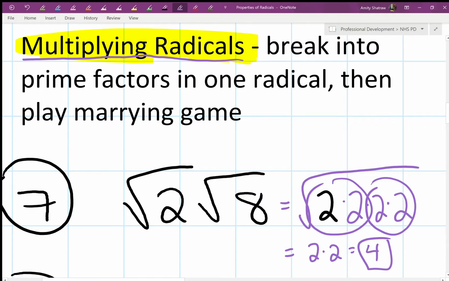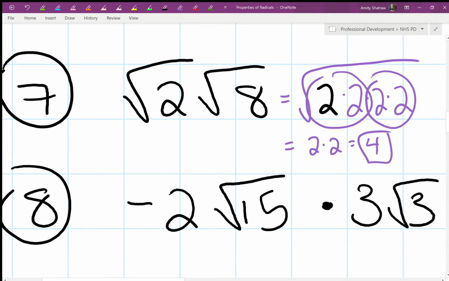Now, there are kids who do it another way. They're totally able to do it another way. 2 times 8 is 16. The square root of 16 is 4. That's great. If you can see that right away, I recommend doing it that way. It's a little bit less work. But for some of us, we just can't see what's being multiplied together until we write it down. So that's why I like to write it down.